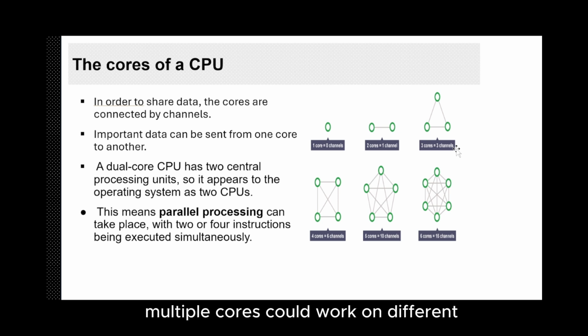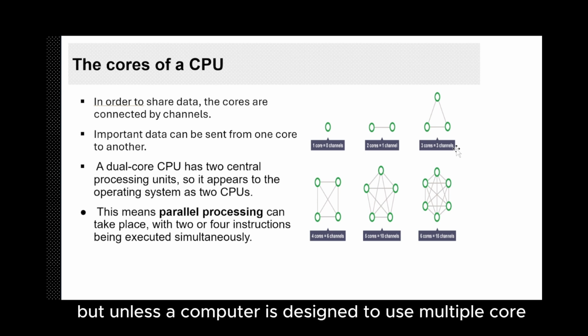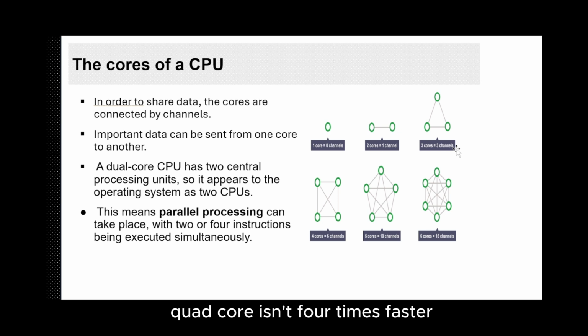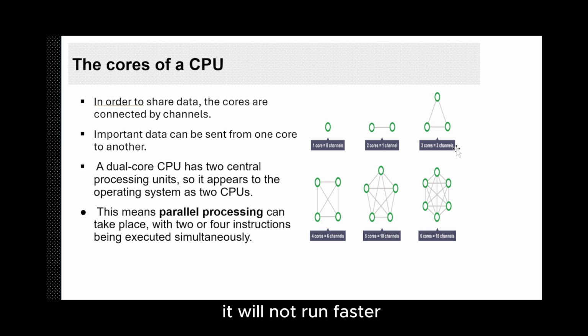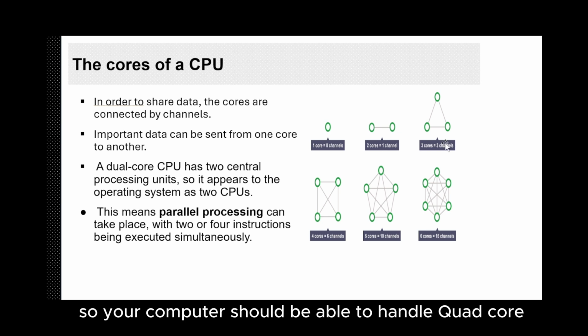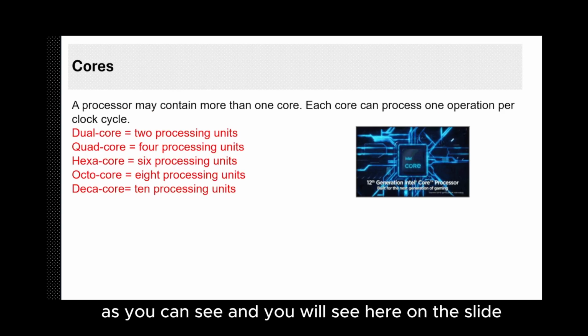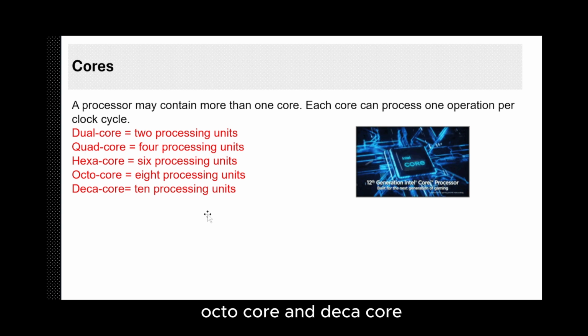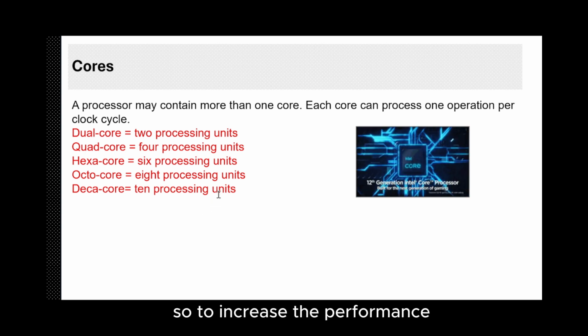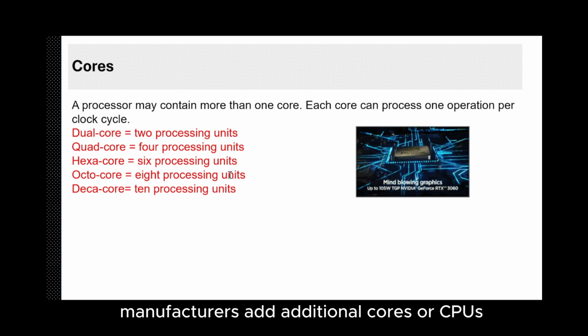Multiple cores could work on different programs that operate in parallel, but unless a computer is designed to use multiple cores, a quad core isn't 4 times faster. What does that mean? That means that unless and until your computer can handle multiple cores, it will not run faster. So your computer should be able to handle quad core. As you will see here on the slide, you can have dual core, quad core, hexa-core, octa-core, and deca-core. To increase the performance, manufacturers add additional cores or CPUs.